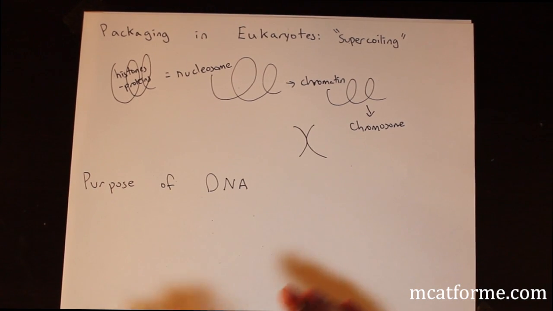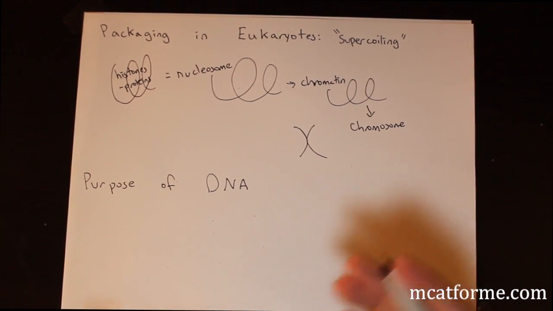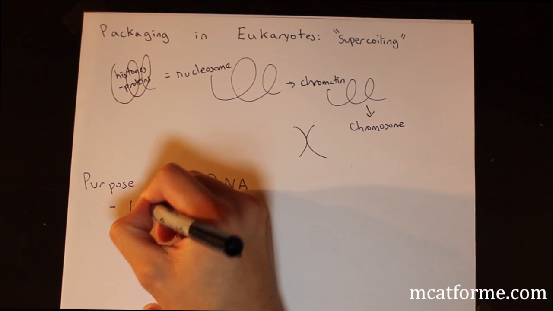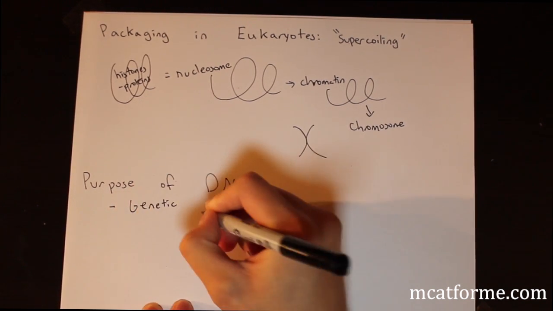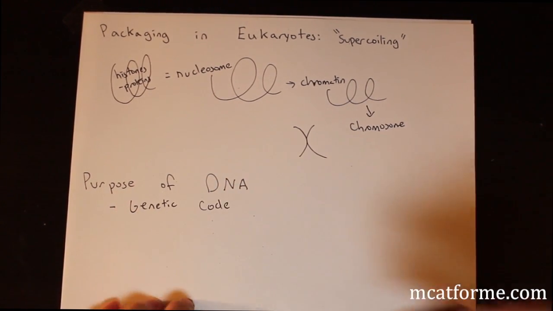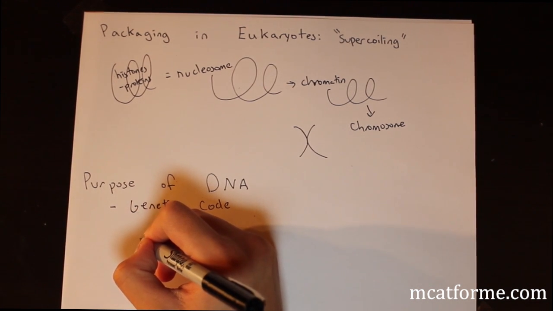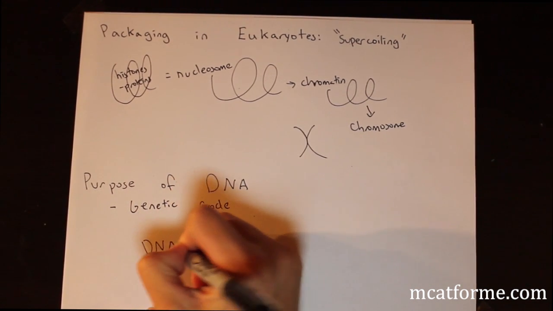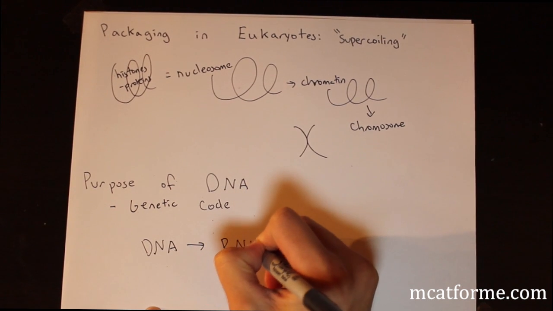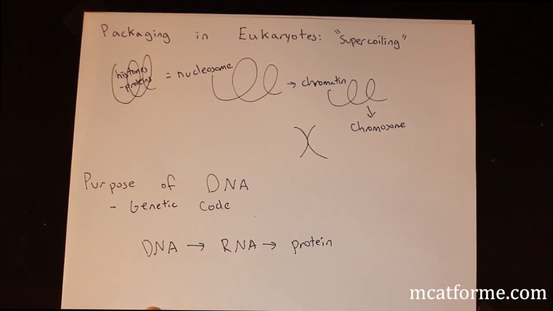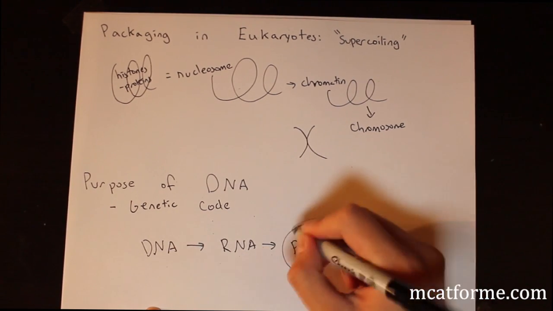So we talked about DNA, but what is the reason? Why do we even have DNA? Well, DNA is the genetic building block. So the genetic code. It's what makes us. But really, what's most important is the central dogma. And what the central dogma says is DNA goes to RNA, and RNA goes to protein. So ultimately, what's the point of DNA? Well, the ultimate goal is protein.